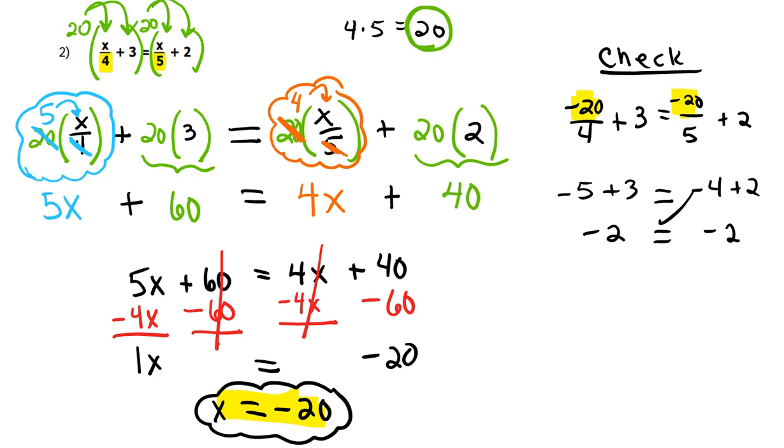Yay! Negative 2 equals negative 2. All that does is show you that it truly is equal. The answer is this negative 20 over here. That's the value of x. And that's problem number 2.